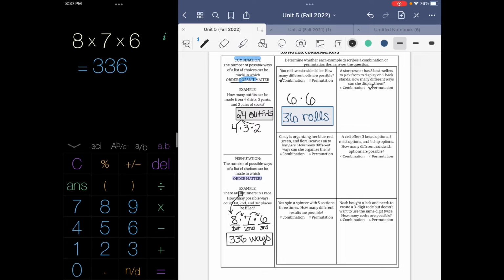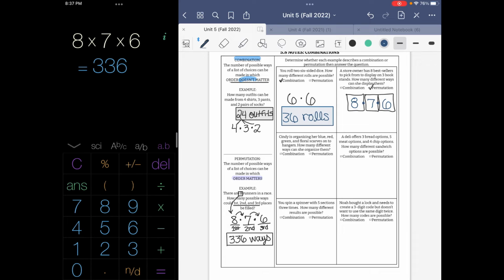So she's basically got a display with 3 book stands. Here's one, and here's one. And if she has 8 bestsellers to pick from, that means she has 8 books for the first spot on the left. But once she's picked that spot, she only has 7 left for the next one. And once she's picked those 2, she only has 6 left for the third one. And then we're going to multiply those all together. 8 times 7 times 6.